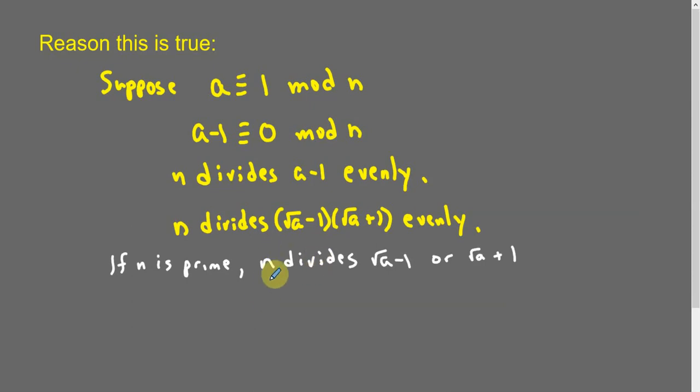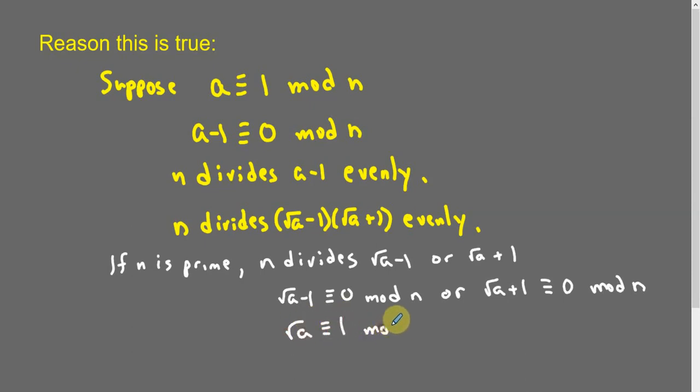Okay, so now if n is prime, then we can separate this. n divides this or this. So let me just go backwards and say, okay, well then that means square root of a minus 1 is congruent to 0 mod n, or square root of a plus 1 is congruent to 0 mod n. Now here I'm going to add 1 back to both sides, so square root of a would be congruent to 1 mod n. Okay. Now this one, if I could subtract 1, but we get into negative numbers.